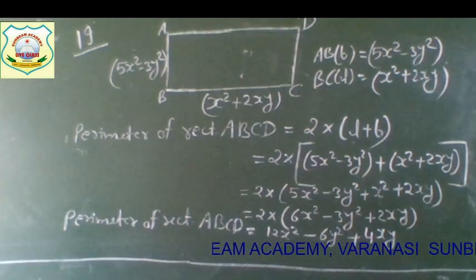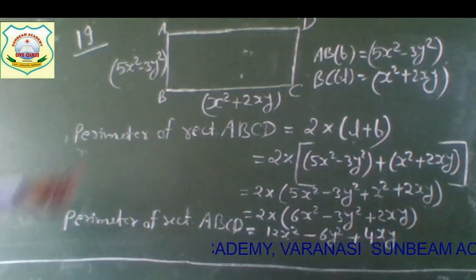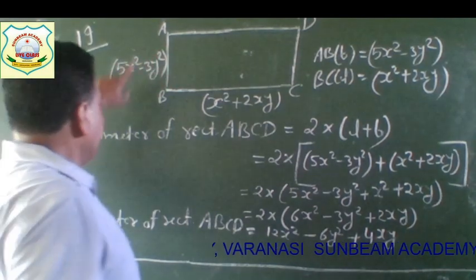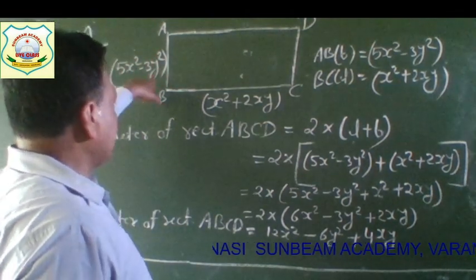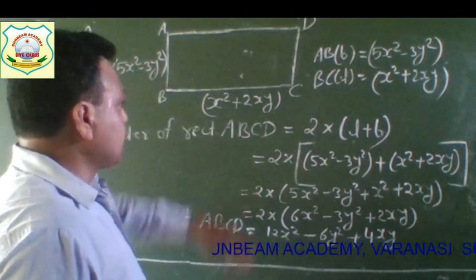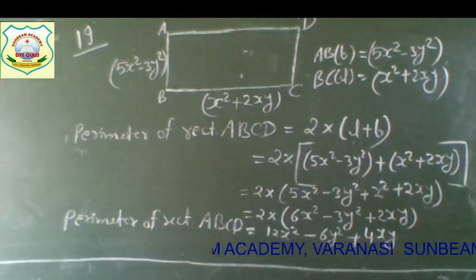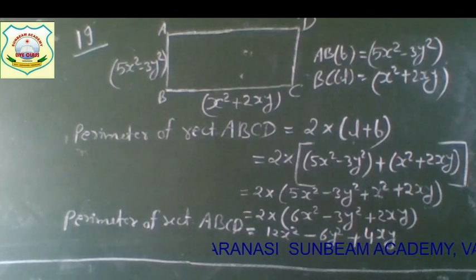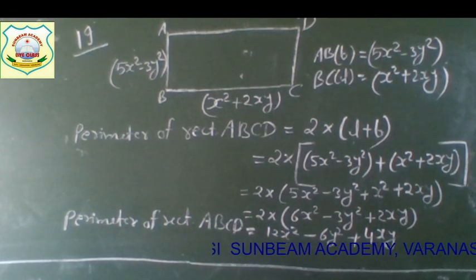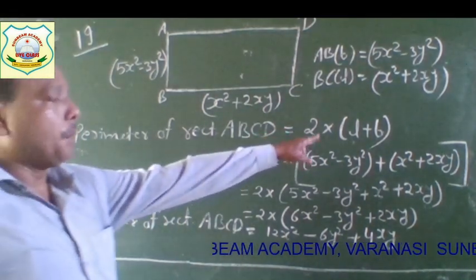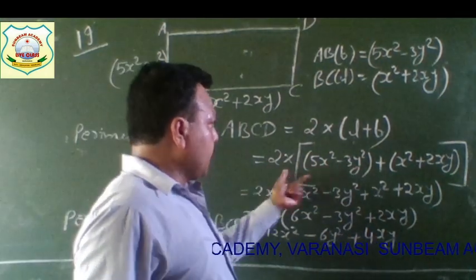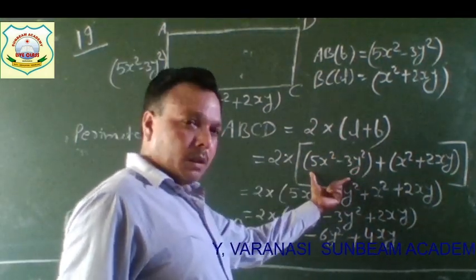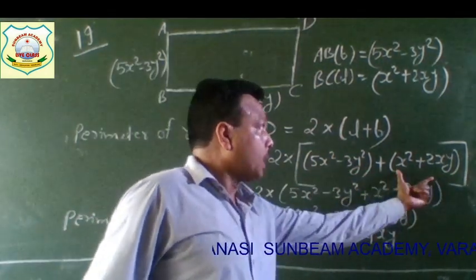Students, see everyone. This rectangle is given. AB we have taken as 5x square minus 3y square, and BC as x square plus 2xy. So the perimeter of rectangle ABCD equals 2 into L plus B. So 2 multiplied by the L value, 5x square minus 3y square, plus x square plus 2xy.